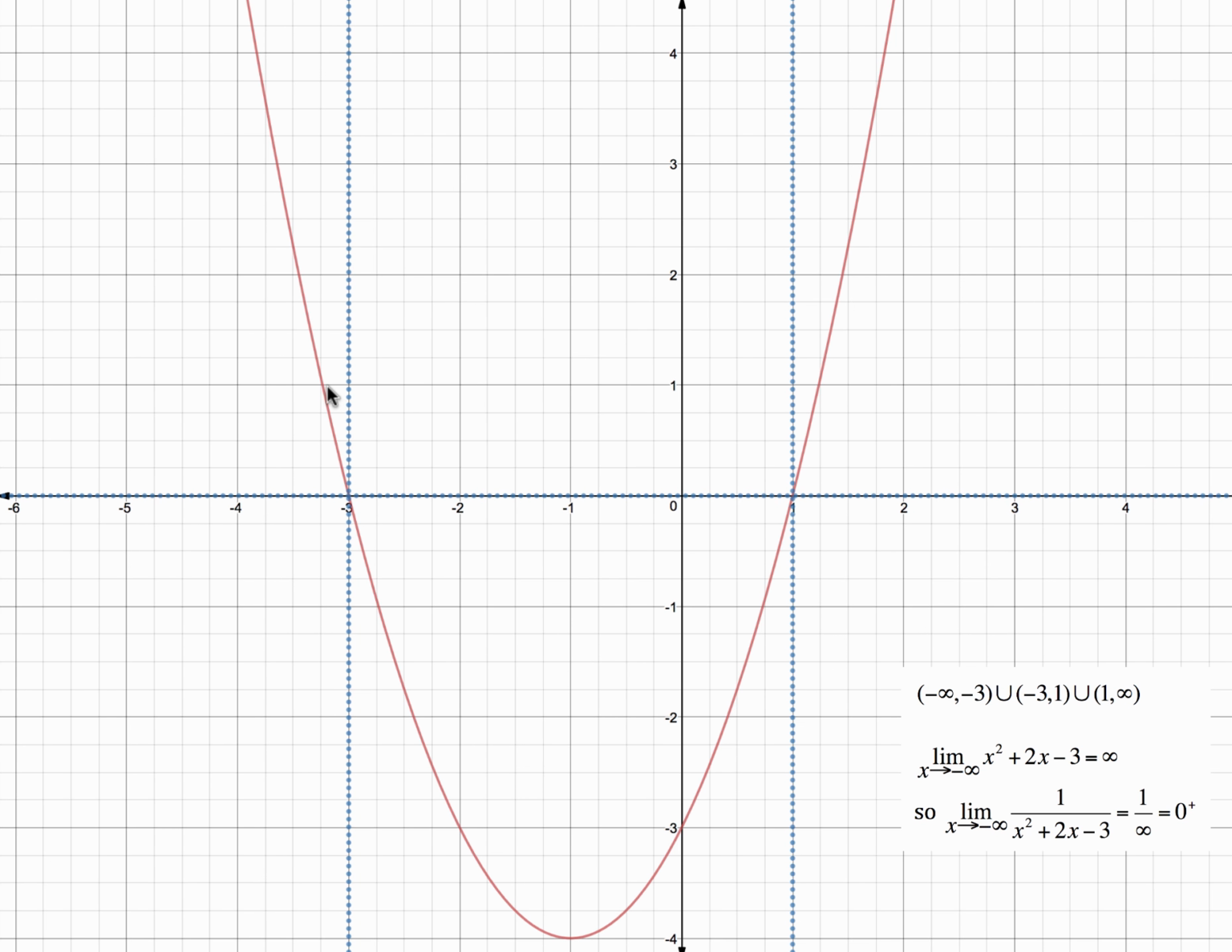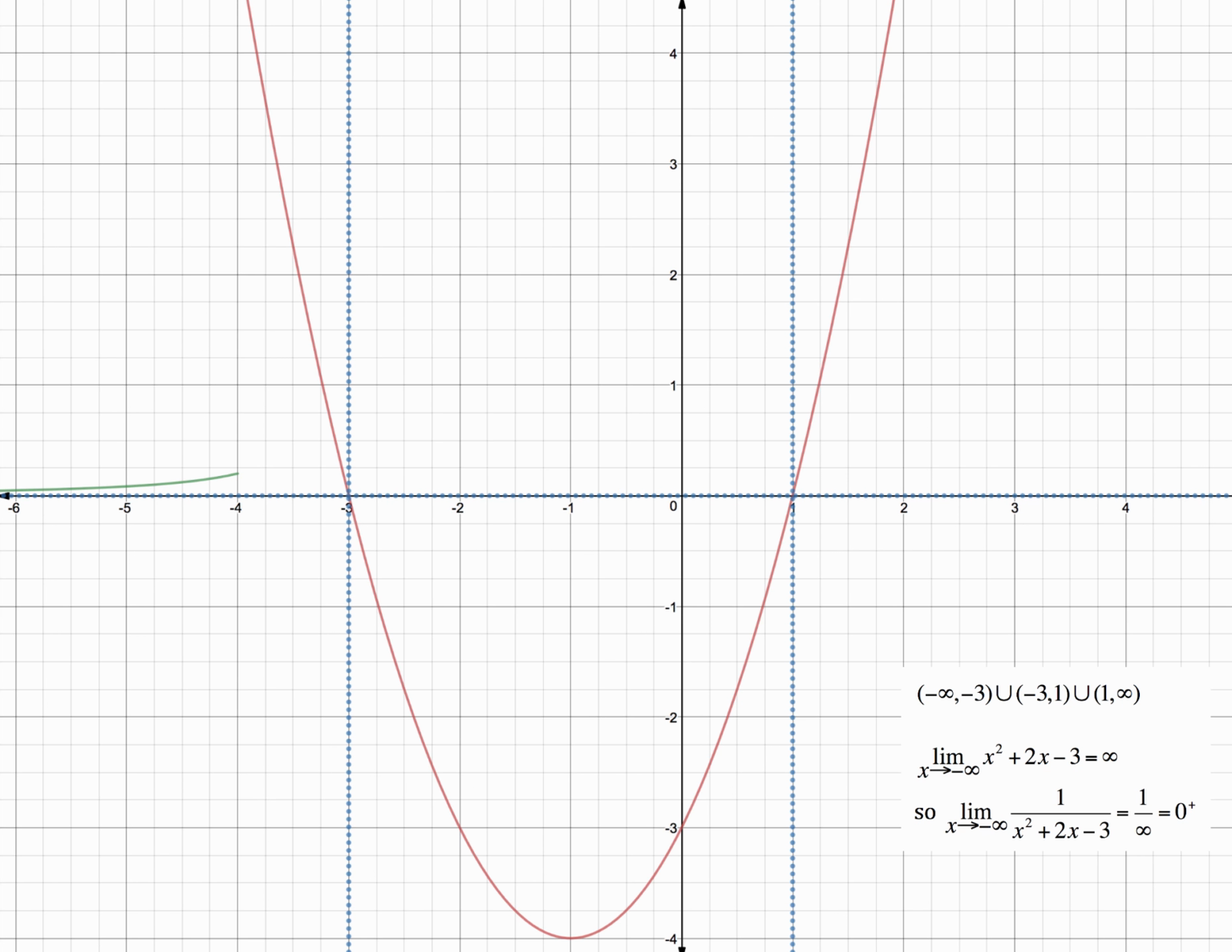As you can see from our function, as x gets closer towards negative infinity, as it gets smaller, the values of y get bigger and bigger and bigger. They tend towards infinity. This means that our reciprocal function as x gets closer to negative infinity will be 1 over infinity. Let's see how that looks like. So as our reciprocal function gets closer, x values get closer and closer to negative infinity, the y values get closer and closer to 0.